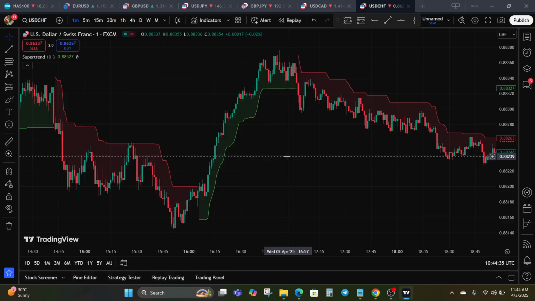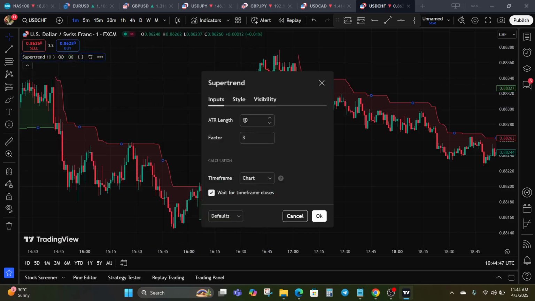Now, setting up the strategy. In order to set up the best 1 minute super trend strategy, you just have to follow these steps. You have to add the super trend indicator first of all to your chart. After adding it, then the ATR length. This is a 1 minute strategy, remember. So just ensure that the ATR length is set to 10. Then the factor should be set to 3 for optimal responsiveness on the 1 minute chart.